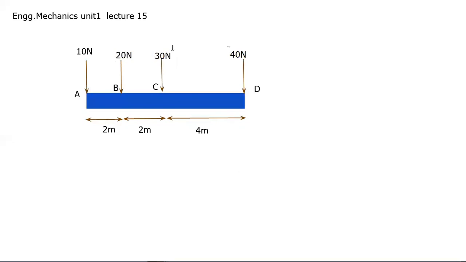So these are the forces acting on the beam, and the beam is also having the support reaction. So the support reaction will be at the end. That's why support reactions are also called the end reactions. Okay, so this is the end reaction, which is acting at the end A and end D.